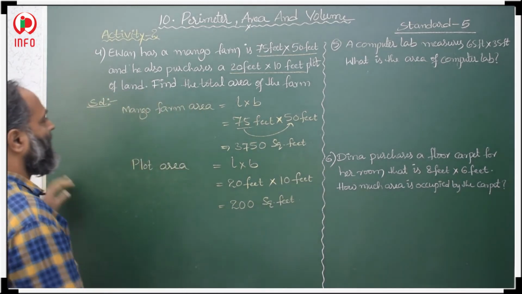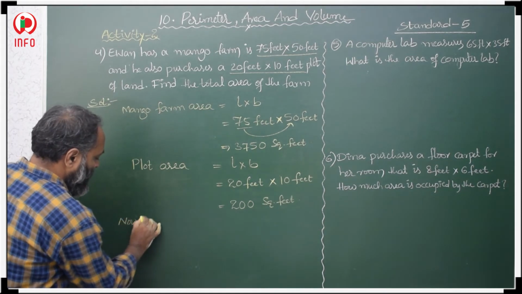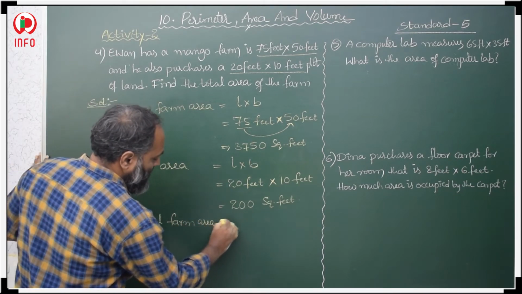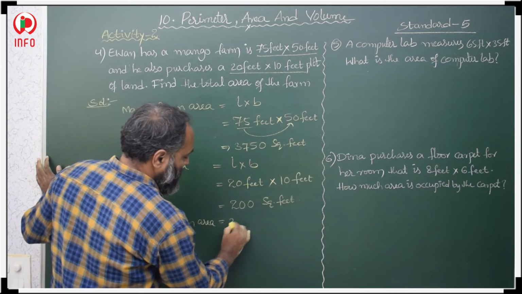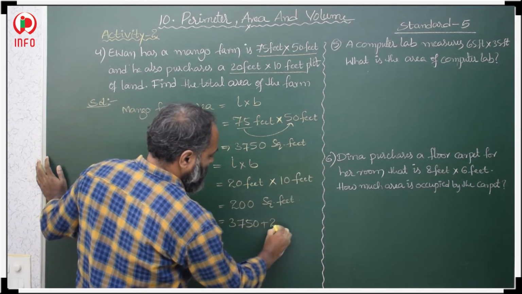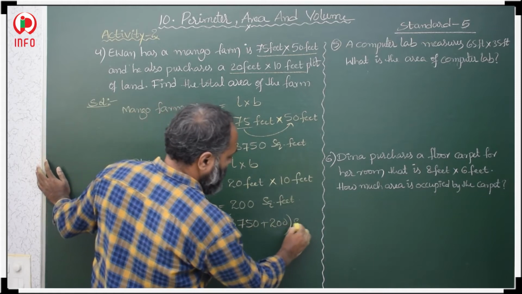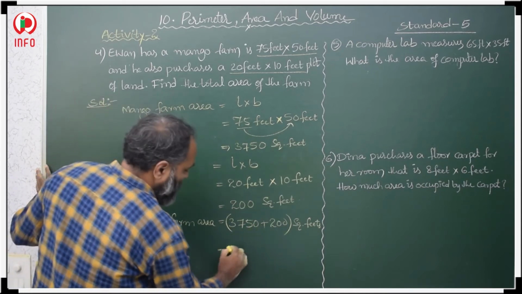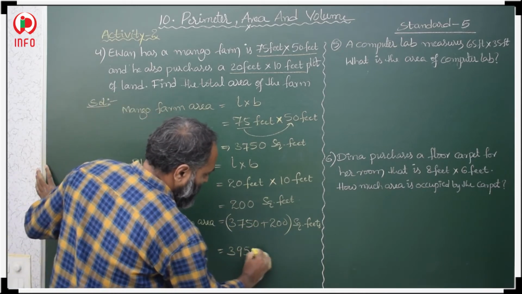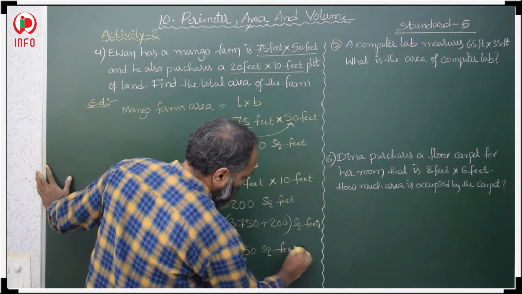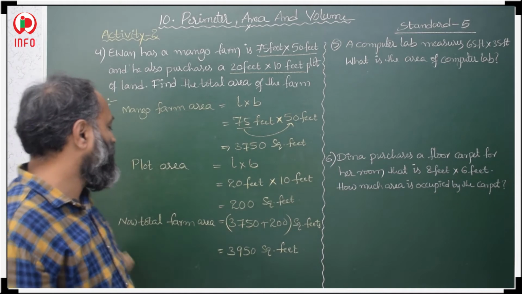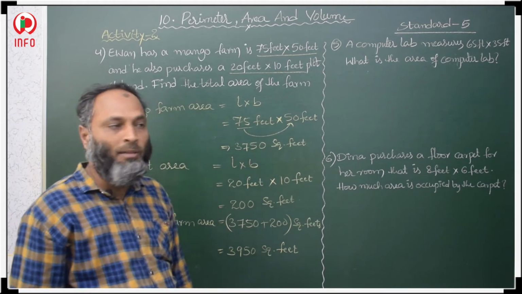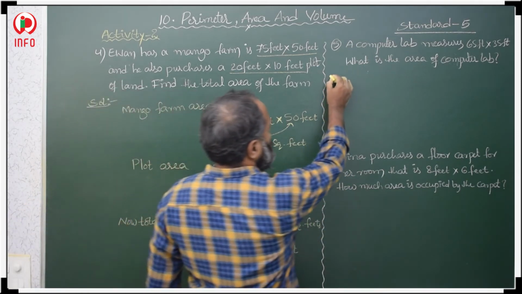Then total farm area. Now total farm area is equal to 3750 plus 200. This total we have to add, square feet. That is 3750 plus 200, 3950 square feet. Now after purchasing the land, the total mango area is 3950 square feet. Okay. Now next question, fifth question.